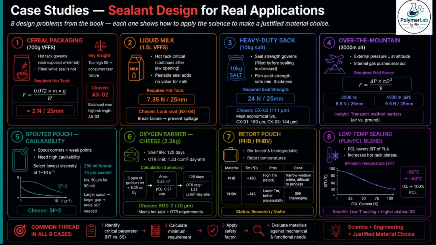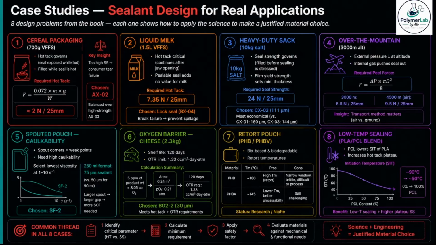The practical lesson: always ask the customer how the product will be transported. Air freight has different requirements than ground. Case 5. Spouted pouch for apple. The spouted corners are the critical weakness. Two flat films meeting at the corner cannot seal uniformly without collapsibility.